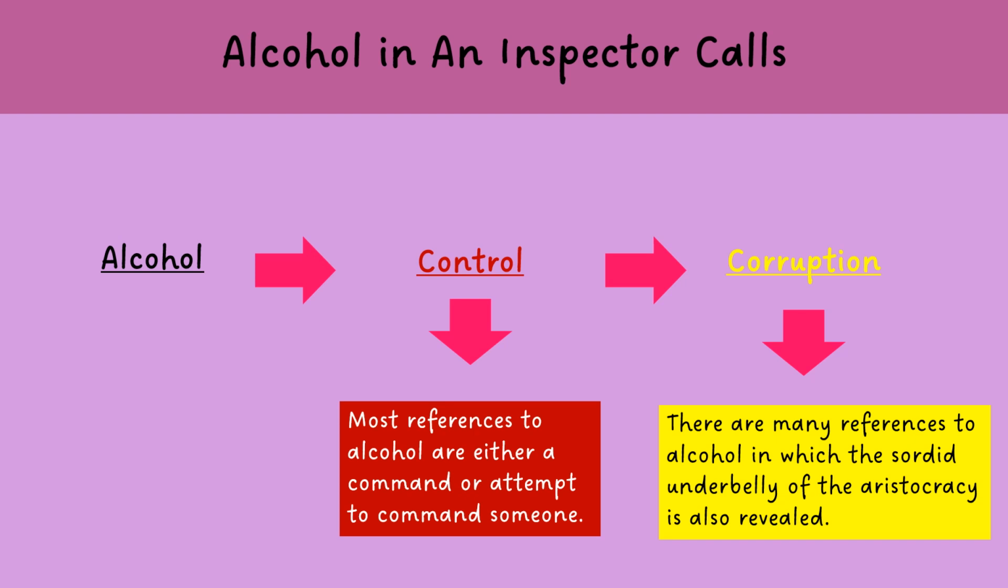First is this idea around control. Most references to alcohol are either accompanied by a command or accompanied by an attempt to command someone. The second strand we can look at is this idea of linking alcohol to corruption in society. There are many references to alcohol in which Priestley is revealing the sordid underbelly of the aristocracy, and the idea that the aristocracy and the upper classes are immoral.